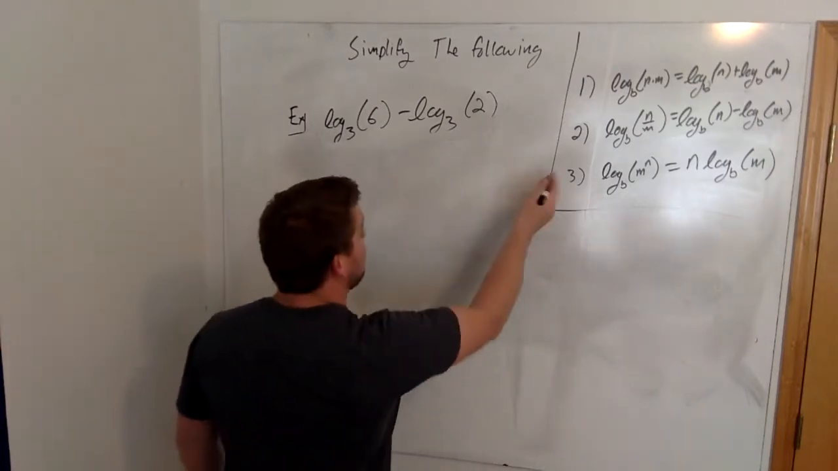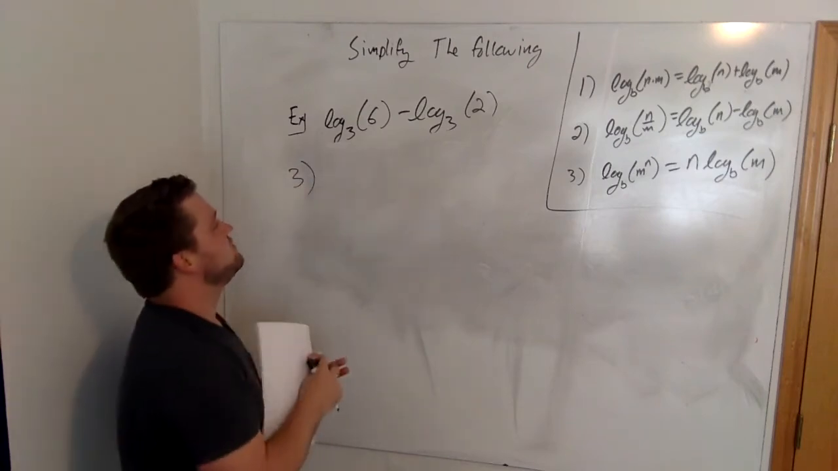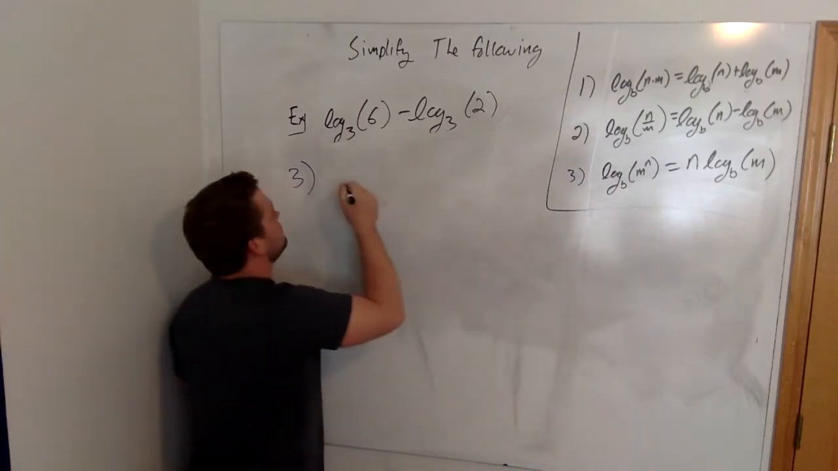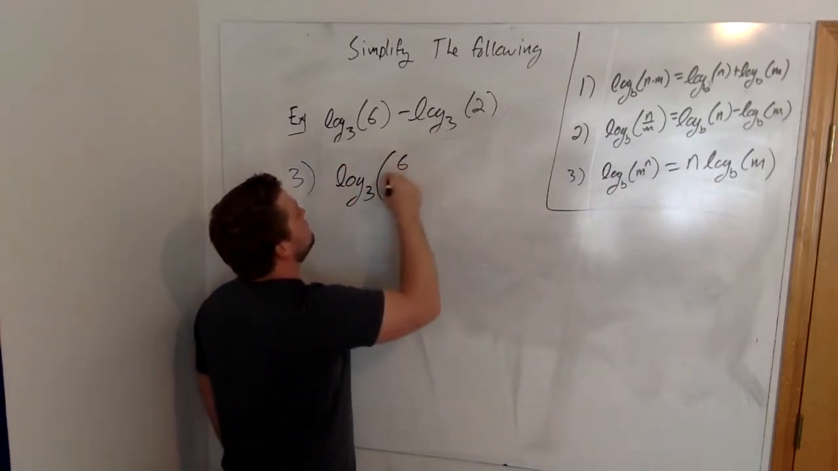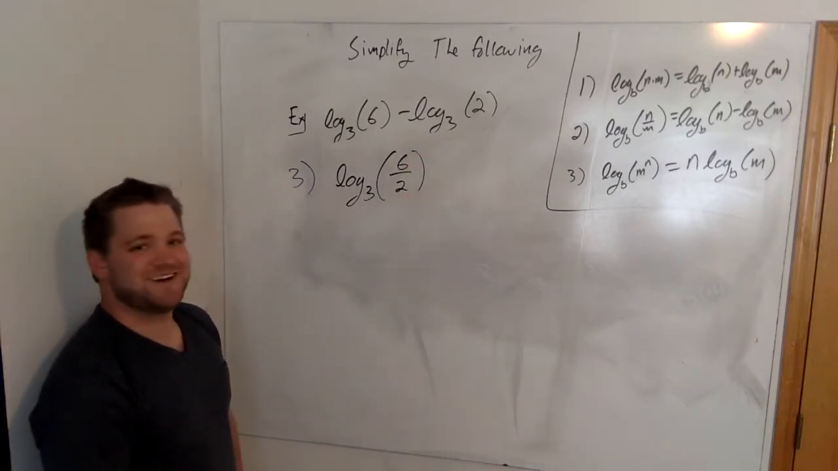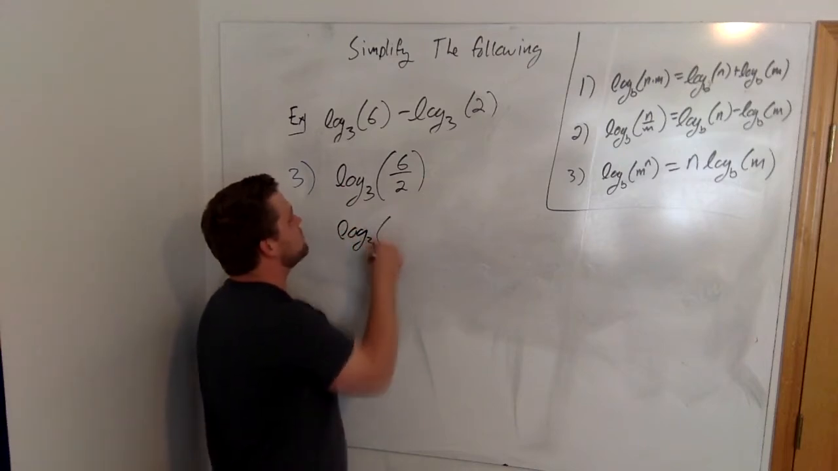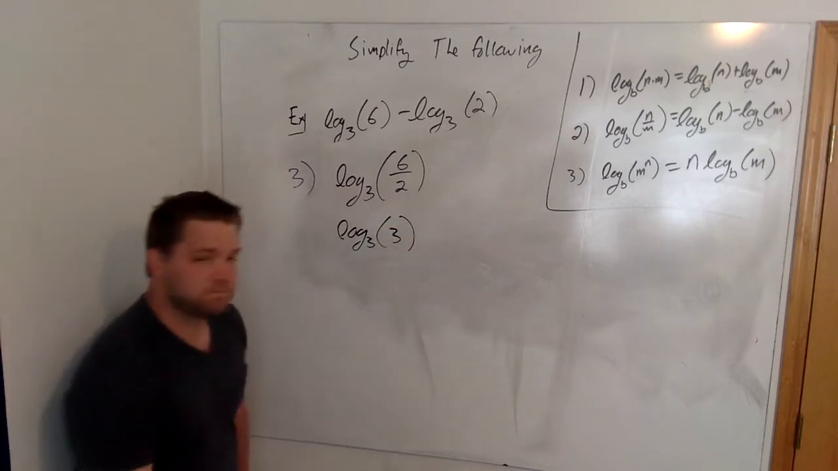However, for this specific exercise, it's actually kind of nice. We can use log rule 3 here and say that subtraction corresponds to division. So this is the same thing as log base 3 of 6 over 2. This is now log base 3 of 6 divided by 2, and 6 divided by 2 is 3.